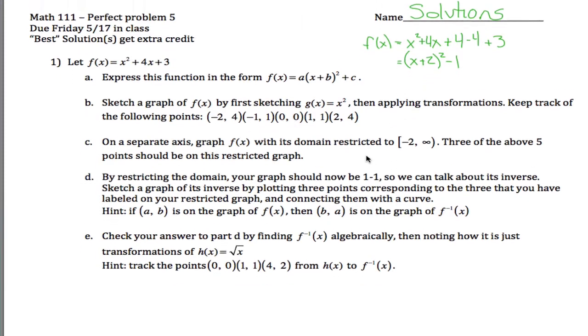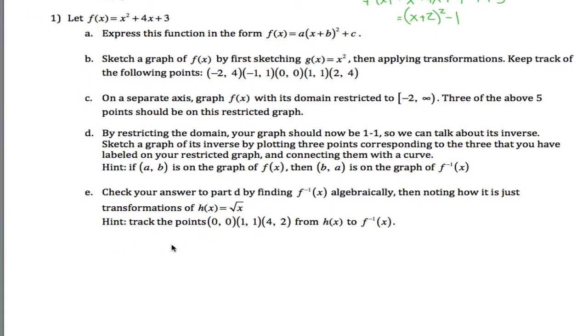All right. Sketch a graph of f of x by first sketching g of x. Never too happy to sketch graphs online because they typically turn out pretty messy. I'll give it a shot.